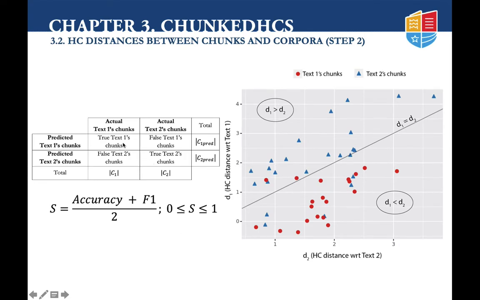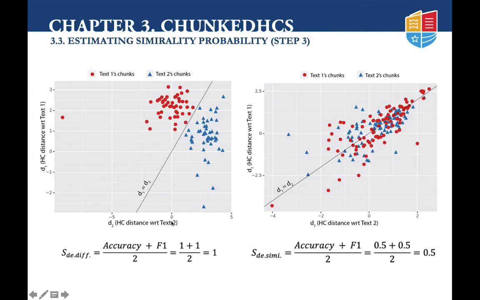And we have this confusion matrix for the classification, and we can easily derive the accuracy score and F1 score. The score S proposed in the ChunkedHCs algorithm is the mean value of those two classification metrics, and the S score ranges from 0 to 1. There are two important scenarios in this algorithm.